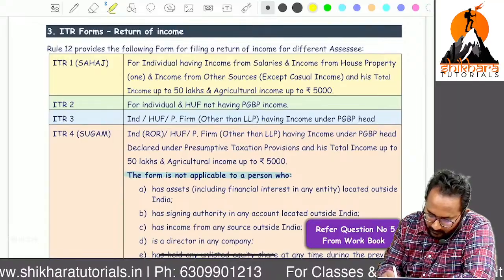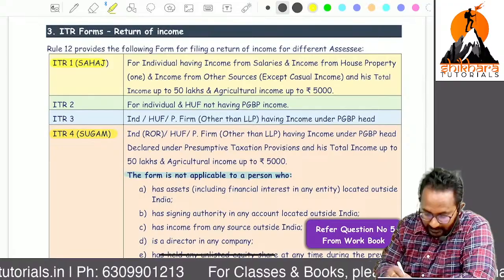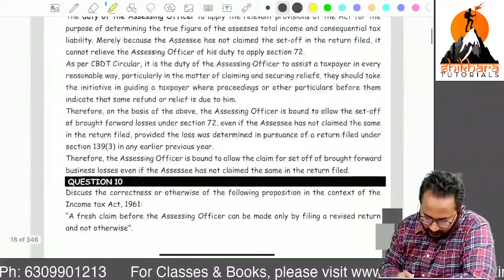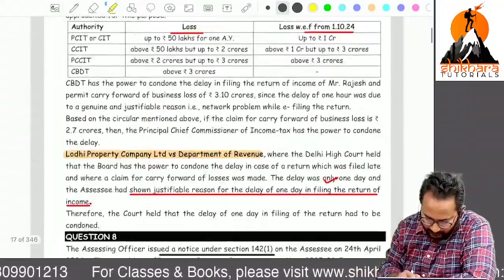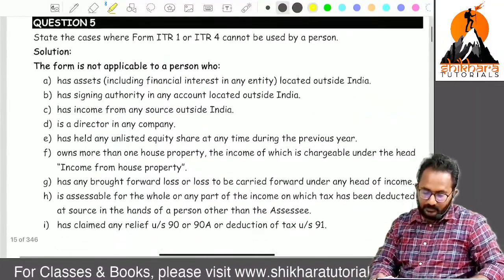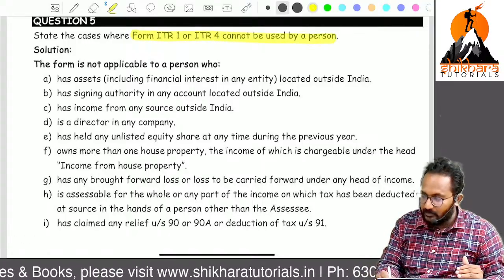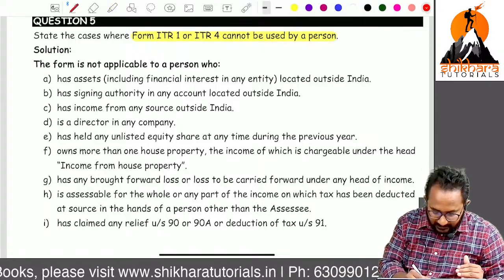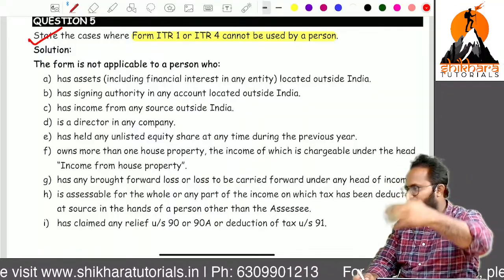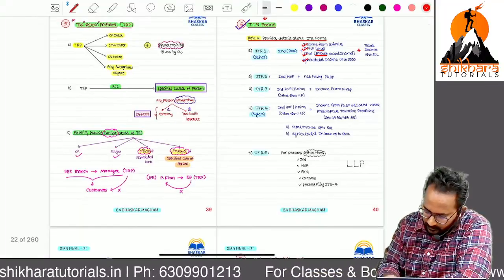ITR 1 as well as ITR 4. So that is in our workbook question also. What is that question number? You can see. Question number 5. In some cases, ITR 1 and ITR 4 cannot be used by the persons, then list them, they are asked for that, 5 marks. So, okay, we can discuss it later after completion of the eligibility of the ITR forms.